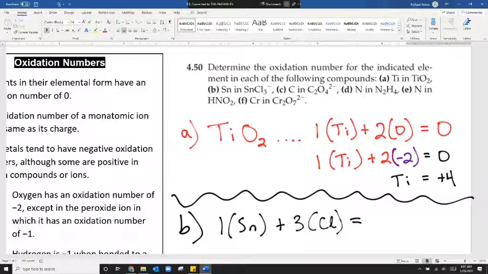All right, and then what does this one need to add up to, Pavitra? Yeah, this needs to add up to -1 because of that little negative. It's almost hard to see there. That little minus right there. It's negative.